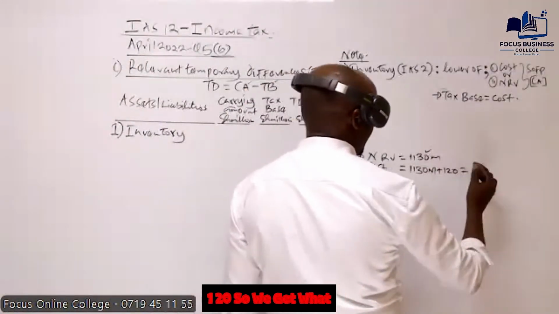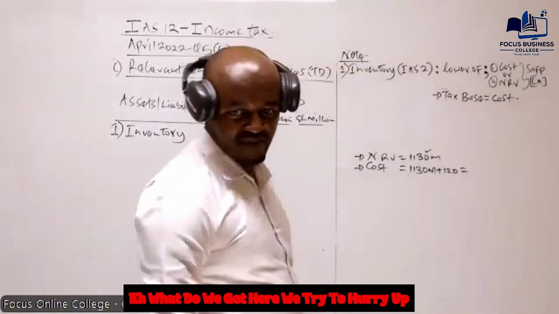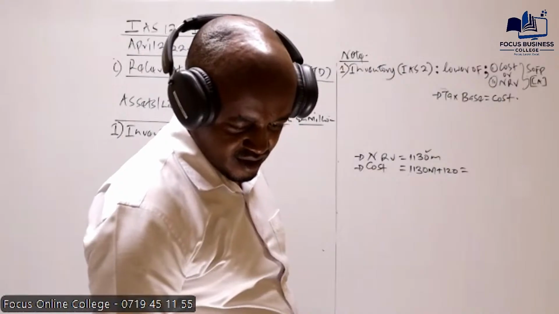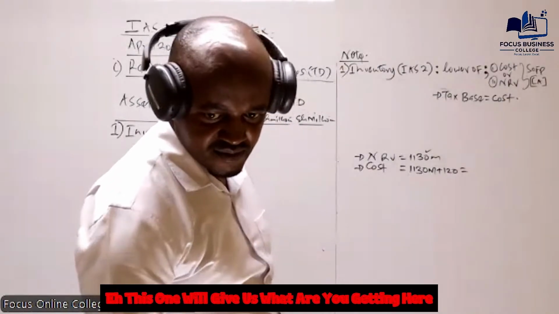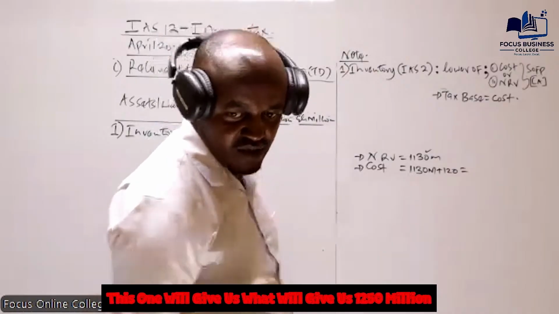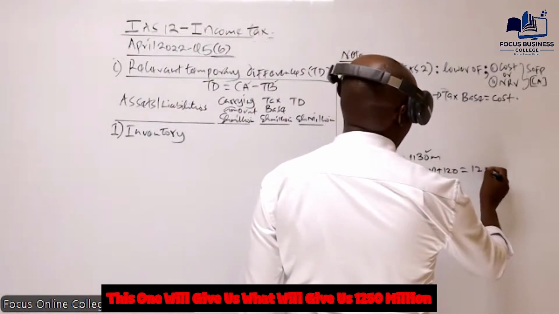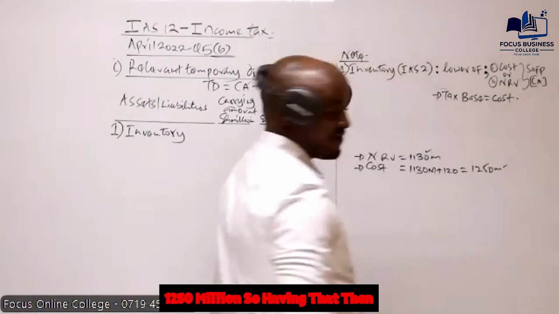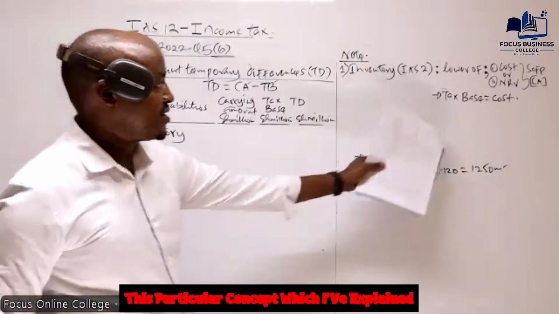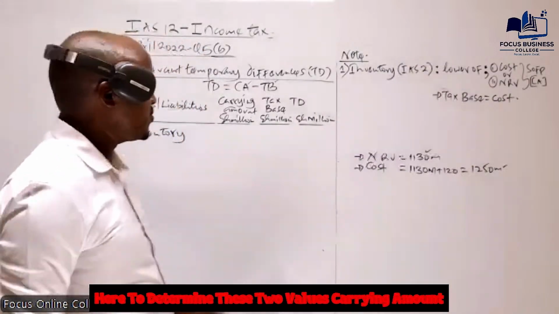So what do we get here? We try to hurry up because of time. I want us to finish this question here. This will give us 1250 million. Having that, we just need to use the concept which I've explained here to determine these two values.